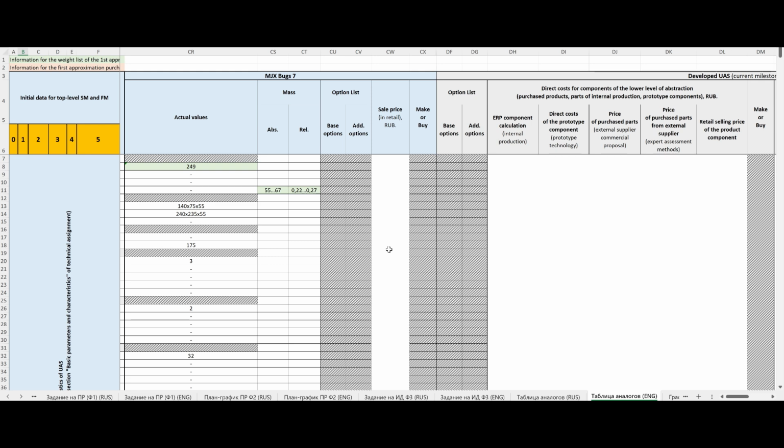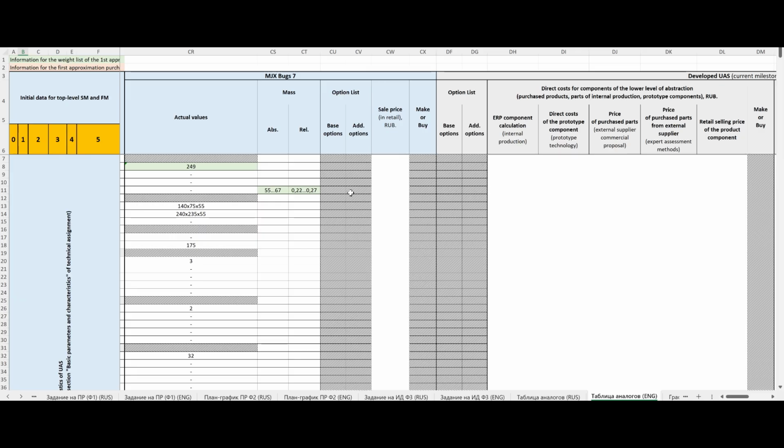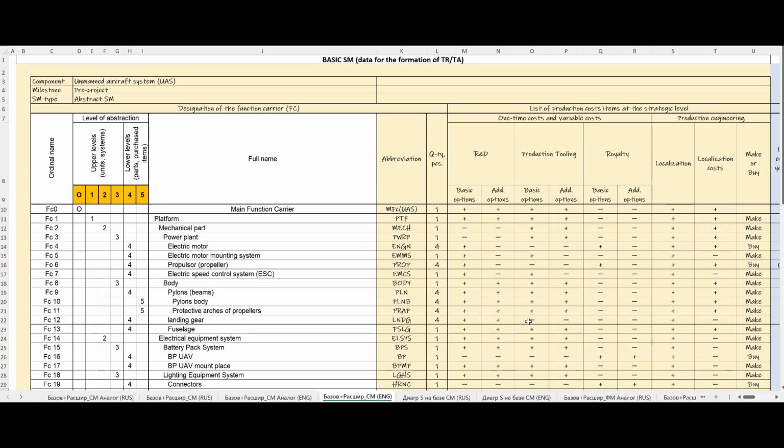Let's evaluate the degree of abstraction required in this case in accordance with the table of degrees of abstraction which we discussed in issue number 7 of the cost engineering training course. So, it's obvious that in our case the degree of abstraction is the product as a whole, and the basis for the formation will be the above-mentioned blocks: platform, useful load and ground equipment. In this practical case, we use a slightly modified format of the basic and extended structural models, similar to the one we discussed in issues number 8 and 10.